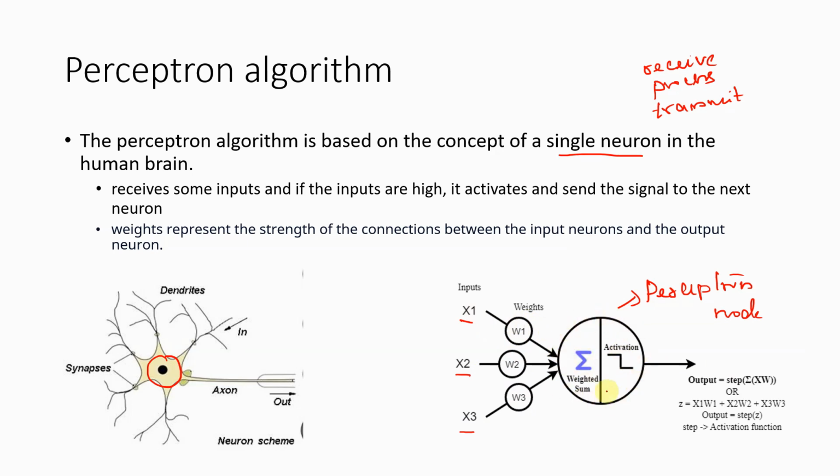And here the nucleus represents two actions. The first one is the summation and the next one is the activation. During the summation, the inputs and the weights are multiplied and we get the weighted sum. So we get Z equal to sigma X W. Now this weighted sum will be given to the activation function. Based on the weighted sum of the input signals, the activation function produces the corresponding output, which will be transmitted to the next neuron.